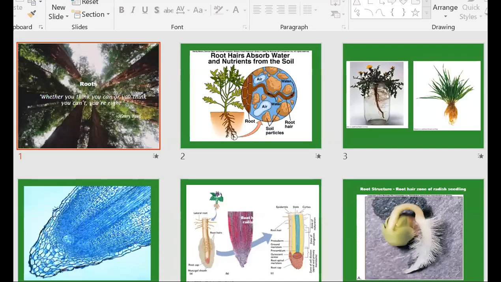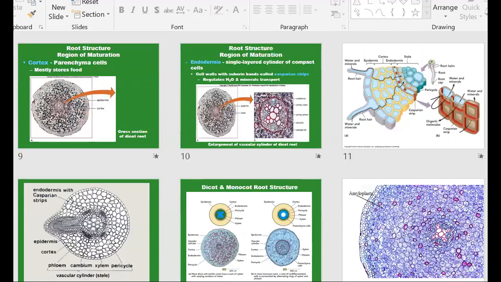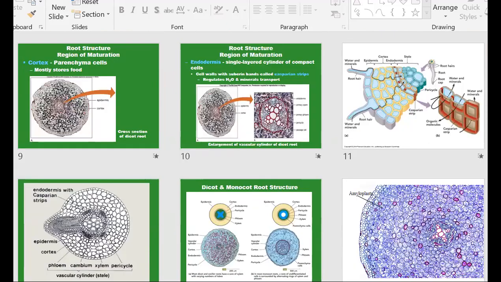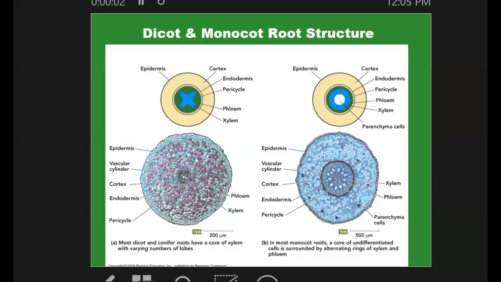And we did talk about roots last week a little bit, but let me go back and fill in the gaps and give you a little bit of a refresher. Let's start here where we looked at the comparison between dicot and monocot roots.